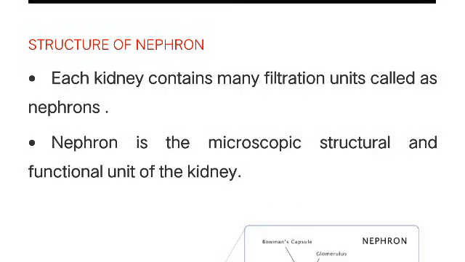Nephron. What is a nephron? A nephron is the microscopic structural and functional unit of the kidney. Each kidney contains many filtration units called nephrons. It is the basic structural and functional unit of our kidney.